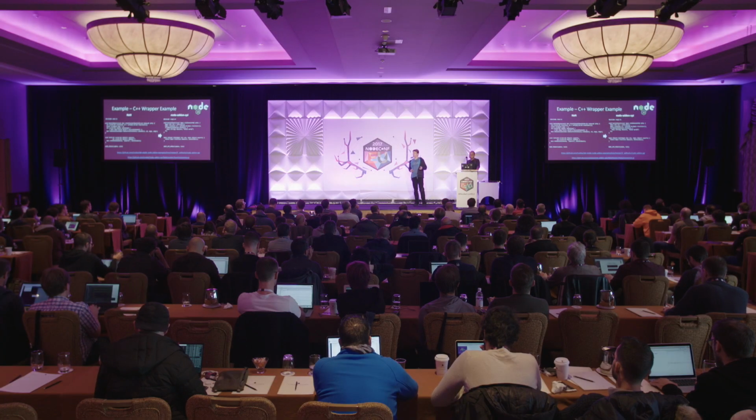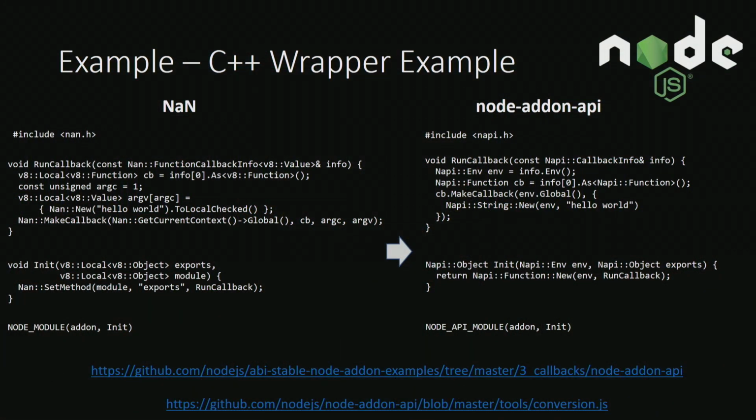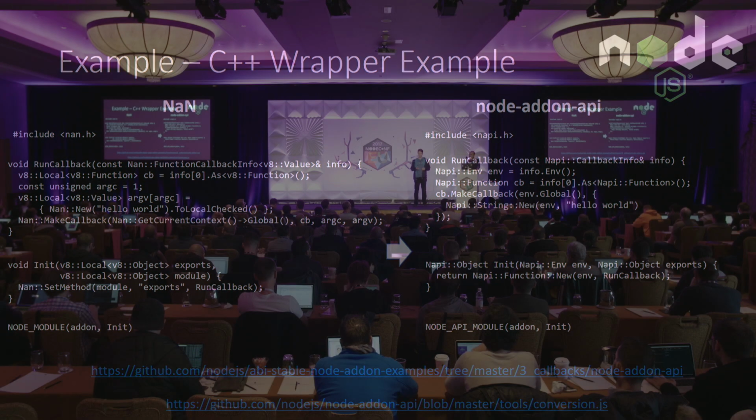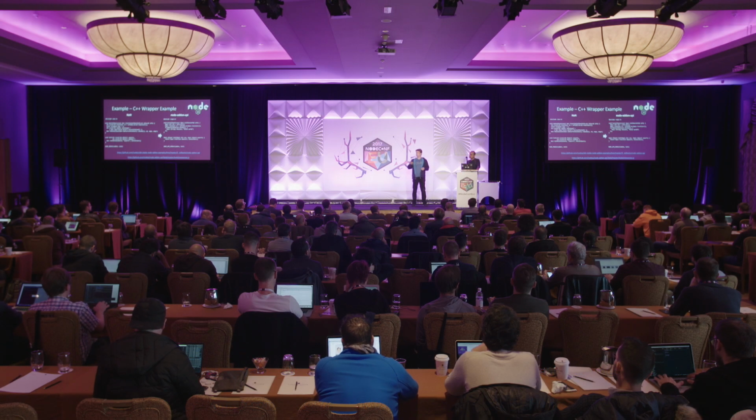Flipping back to the same example that we had before, this is that three callbacks example. Like I said, in the ABI stable versions of the add-on examples, we've done versions for NAPI and for this wrapper. And this shows the same example for nan and for Node add-on API. You can see, again, it looks very similar. It should be comfortable if you've been writing nan modules. Instead of including nan.h, you include napi.h. That's pretty straightforward.